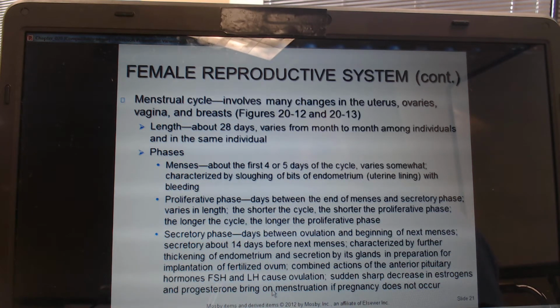The combined actions of the anterior pituitary hormones, follicle stimulating hormone and luteinizing hormone, cause ovulation, and then sudden sharp decreases in estrogens and progesterones bring on menstruation if pregnancy does not occur.